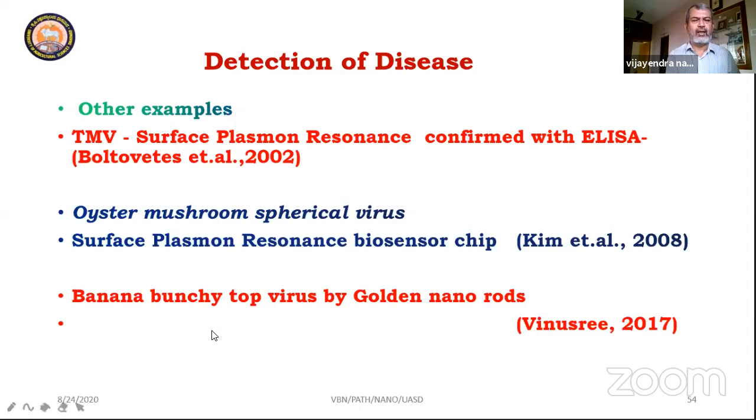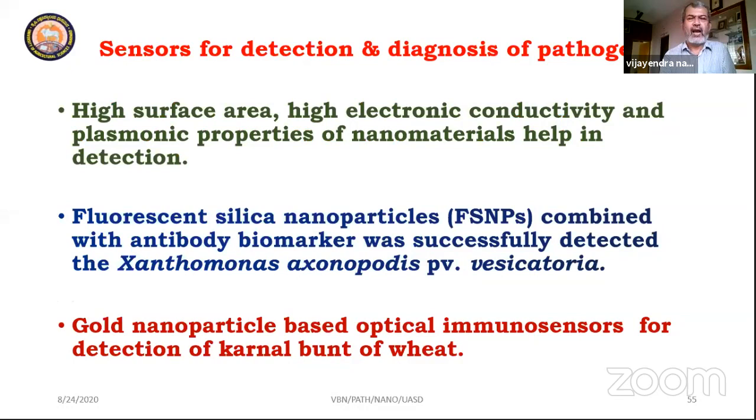What we are going to find now is that it was mainly first confined to the group of viral diseases. Right? Now, can we use it for something else? The reason they give is the high surface area, and not only that, high electrical conductivity. Later you will come across fluorescent silica nanoparticles for the characteristic of bacteria, Xanthomonas arboricola pv. pruni. Then you are also going to find golden nanoparticles for the characteristic of karnal bunt of wheat. So you can use them for bacteria and also for fungi.